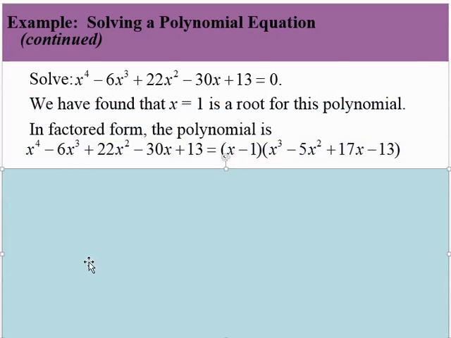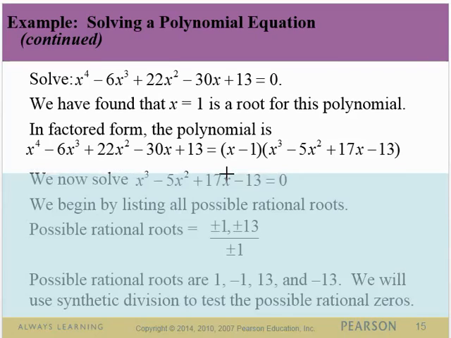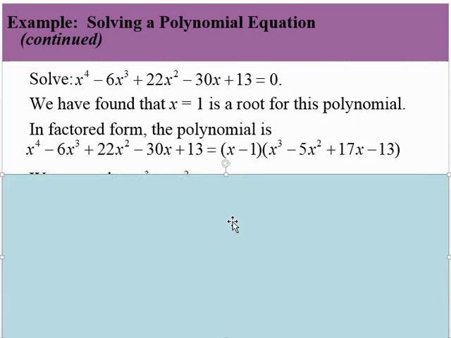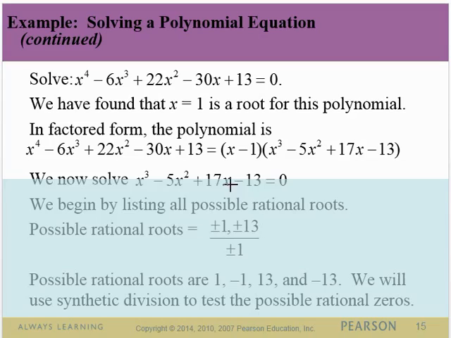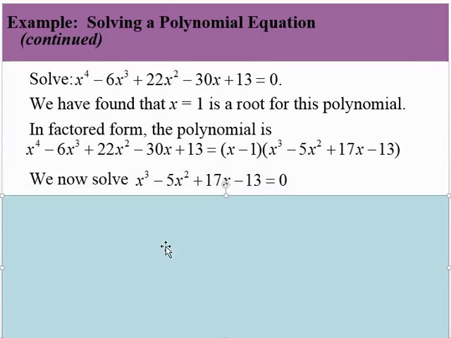So in factored form of the polynomial, you'll have x minus 1 times x cubed minus 5x squared plus 17x minus 13. So now we need to solve the x cubed minus 5x squared plus 17x minus 13. So we stopped once we found x minus 1, or x equals 1, because we know that's a root. So now we can just go to the next one and find the roots from there.